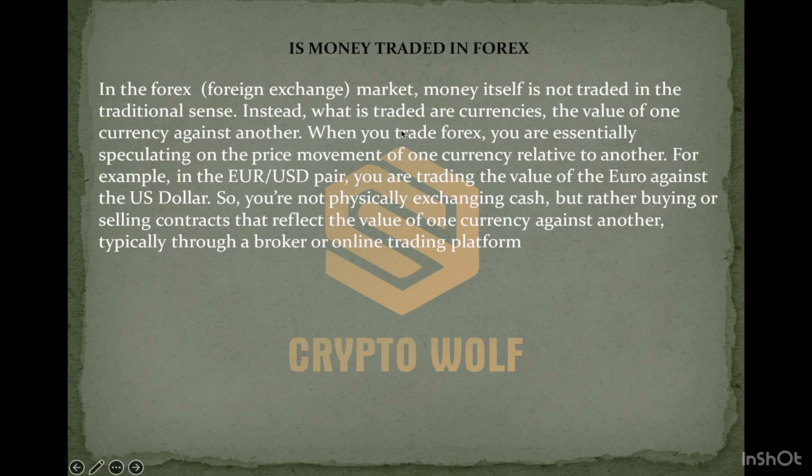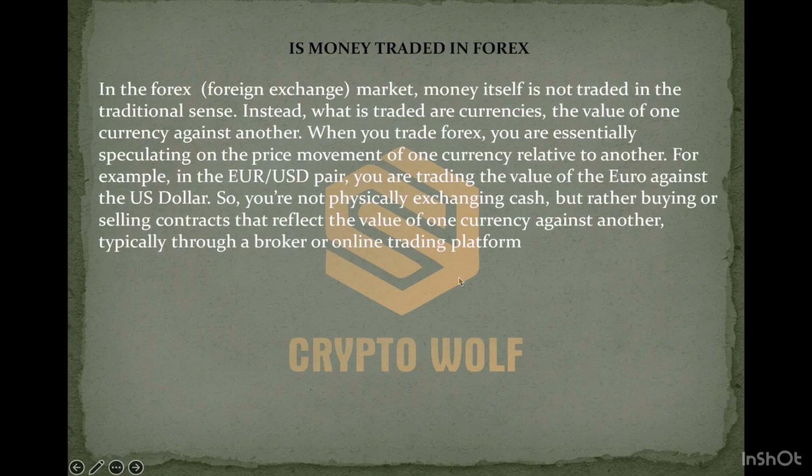So this question is: how is money traded in forex? I know some of you are thinking, do I carry money to the market and use it to trade, or how do I do it? In the foreign exchange market, money itself is not traded in the traditional sense. Instead, what is traded are currencies, the value of one currency against another. When you trade forex, you are essentially speculating on the price movement of one currency relative to another. For example, in the EUR/USD pair, you are trading the value of the euro against the dollar. So you are not physically exchanging cash, but rather buying or selling contracts that reflect the value of one currency against another, typically through a broker or online trading platform.